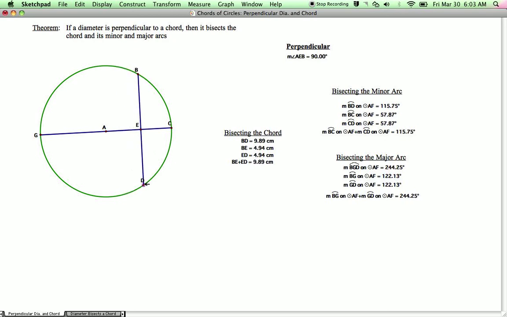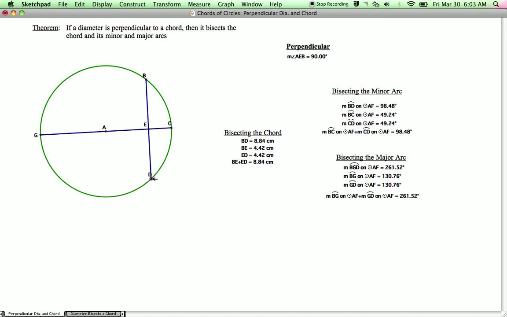Alright, now let's look at the then part, the conclusion. It bisects the chord. Okay, does GC bisect the chord when it's perpendicular to it? What's at 90 degrees? Let's see. BD is 9.89, BE is 4.94, and ED is 4.94. And that's off just a little bit because the computer rounds these numbers. But when you add BE and ED together, they are equal to BD. So yes, it does bisect it.